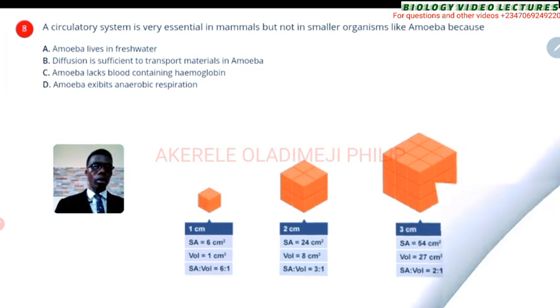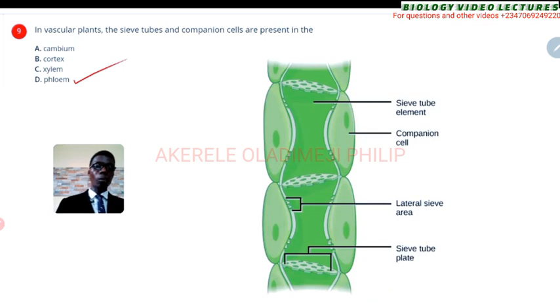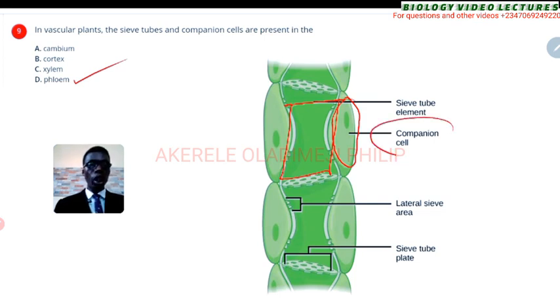All right, moving on. In vascular plants, the sieve tubes and companion cells are present in the phloem. Phloem is the structure that transports manufactured food, and this is what it looks like. So this is a phloem. So this here to here is called sieve tube, and it has what we call companion cells. Sieve tube is actually like a dead space. It used to have its own nucleus, but it doesn't have any nucleus anymore. So it relies on the nucleus of companion cell to stay alive.